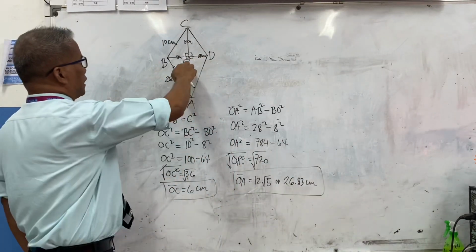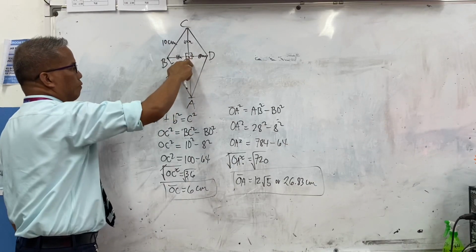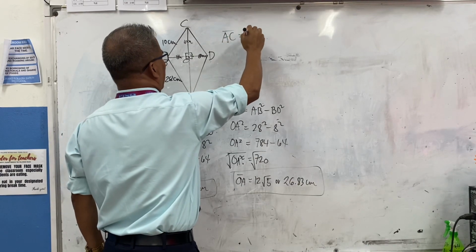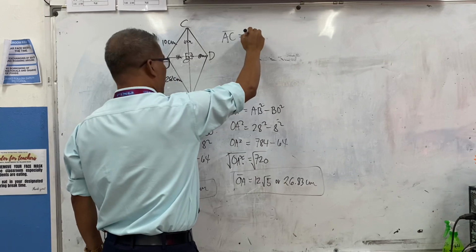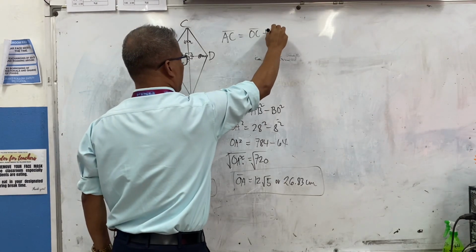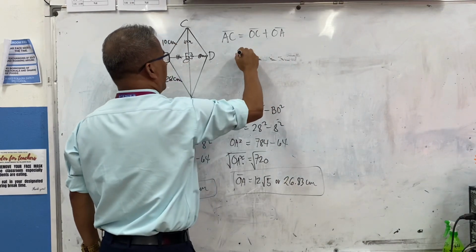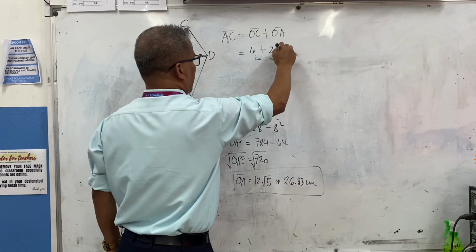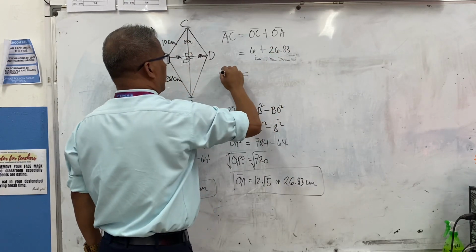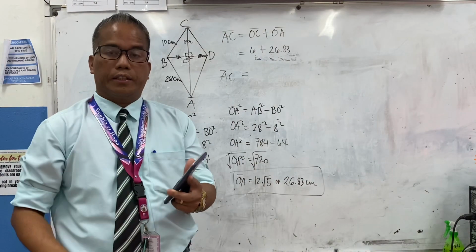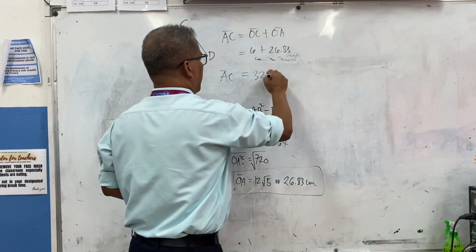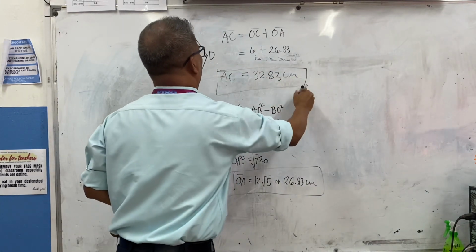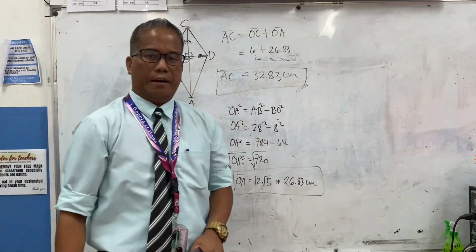Now since we already have the value of segment OC and segment OA, AC, the longer diagonal, is equal to OC plus OA. By substitution, we have 6 plus 26.83, so AC is equal to 32.83 cm. This is now the length of the longer diagonal.